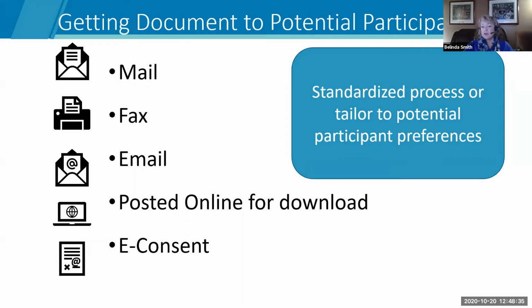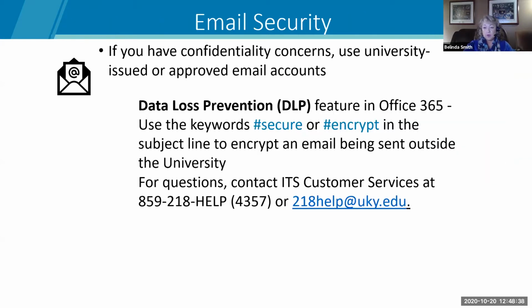Okay, if you have confidentiality concerns. Now, this isn't a requirement. I'm just saying if you have confidentiality concerns, use the university issued approved email accounts. Okay, they're equipped with data loss prevention features. And what this does is if you have words in the body of the email, like social security number, it'll automatically do things like encrypt that message and secure it. But you can also trigger that by putting these keywords in the subject line. And then the participant as the recipient would get the instructions on how to read and access the message.